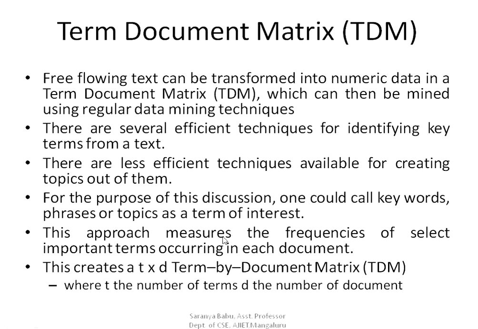Now this approach will measure the frequencies of those important terms occurring in each document. Say document 1. We are going to check in document 1 how many times that term has occurred. Understood? And next, again we check in the next document how many times it has occurred. So this creates a T by D, that is T cross D, term by document matrix, TDM. Where T is the number of terms and D is the number of documents. Clear?